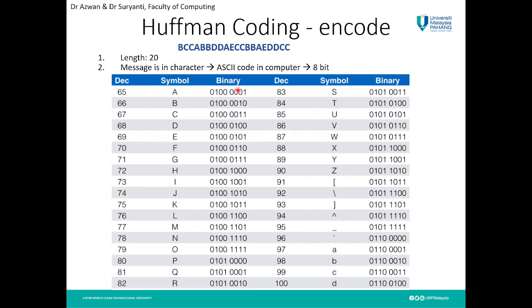In a computer, the computer uses ASCII code. So let's say we have this message. The length of this message is 20 characters. We have this message in characters, and we convert it into ASCII code. In ASCII code, it is 8-bit. For example, decimal 65 is symbol A, and the binary code for this symbol is this one, which is 8-bit: 1, 2, 3, 4, 5, 6, 7, 8. So we have A, B, until Z.